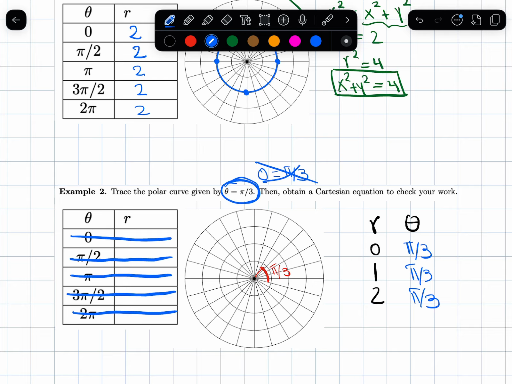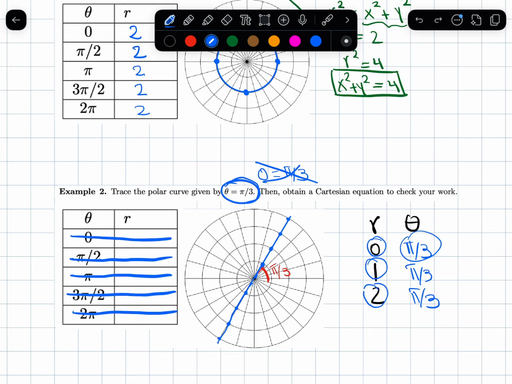Then multiple r's with the same theta will be part of my curve. So I've got to stay on this direction. I can get something here, something here, something here, something here. I can also walk backwards. So I could go here, here, here, here, right? So as I choose even r's in between, negative r's, 0.5 r's, r equals 0.1, r equals 0.73, whatever, all of those r together will trace out this line.